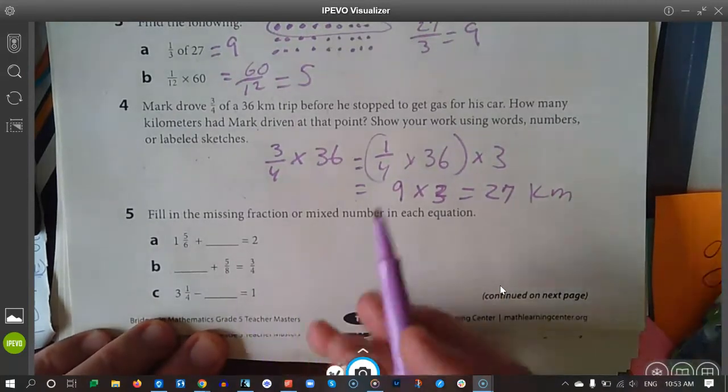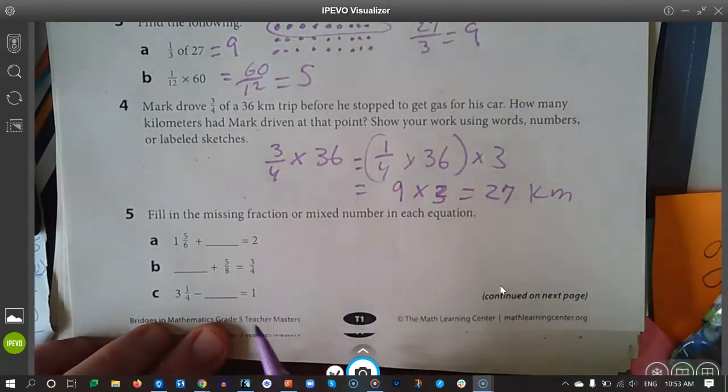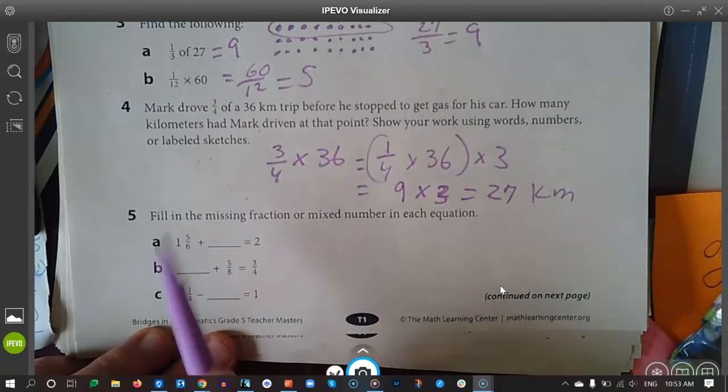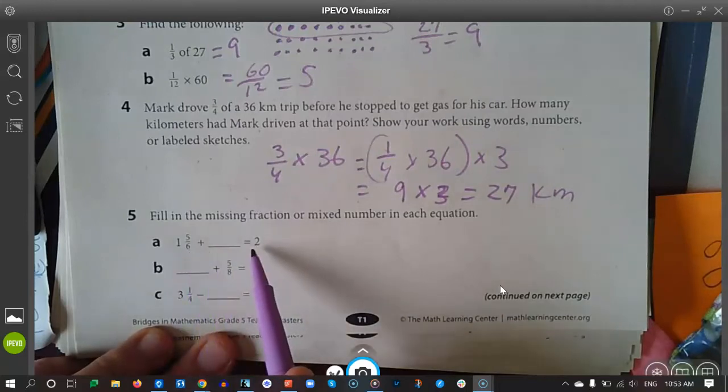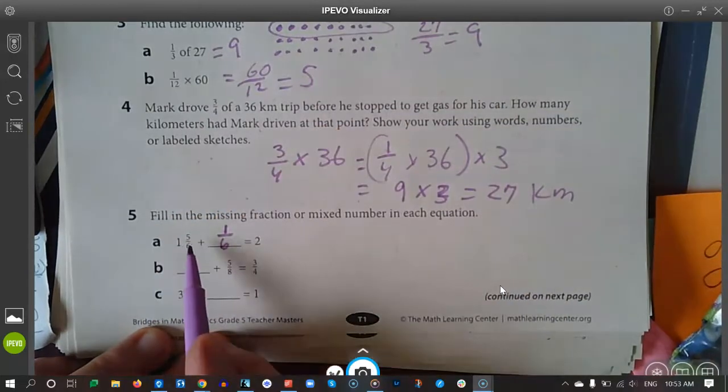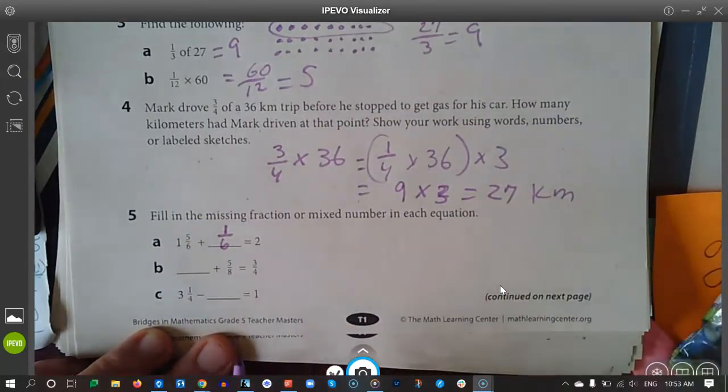Fill in the missing fraction or mixed number in each equation. So we should think this through. We should be able to think about this to understand. This is a really good number sense. So if you get these right, that's great. That means you have really good number sense when it comes to fractions. So I have 1 5/6, and I need to get to 2. Well, I would just need 1/6, right? We're at 5/6. 1 more 6 would get me to 2.